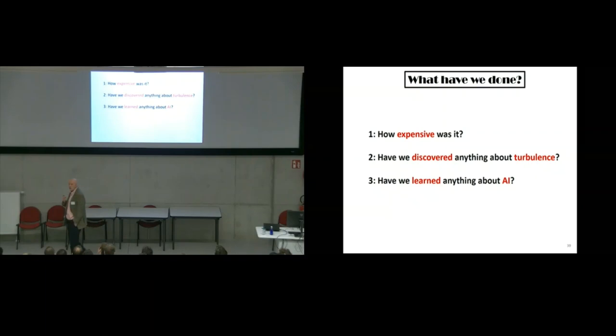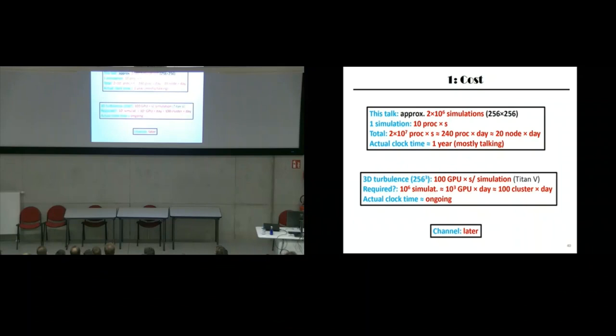Okay, so there are several questions. One thing is how expensive it is. Can we do this for a flow that is not two-dimensional turbulence, a flow that is really interesting? The other question is, have we discovered something about turbulence? Have we really discovered something new? And then, have we discovered something about data processing? Okay. The first thing, cost.